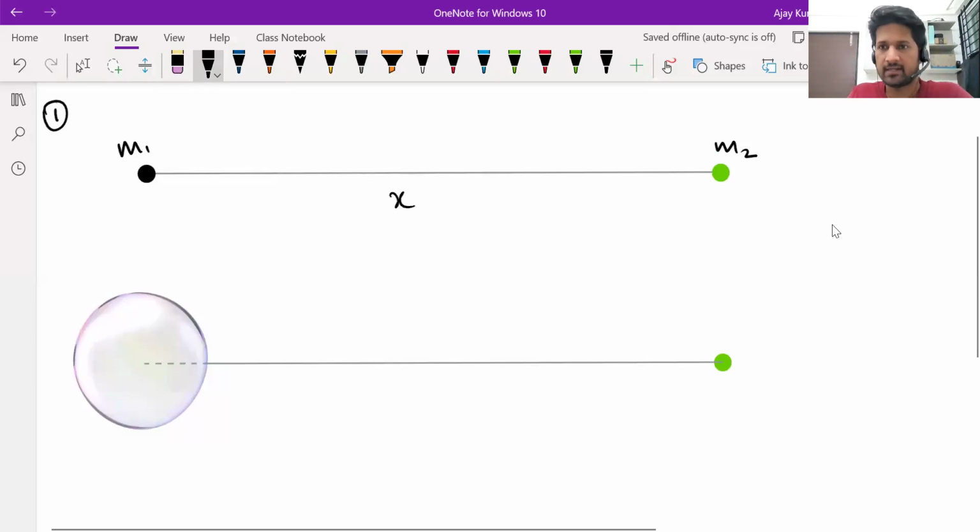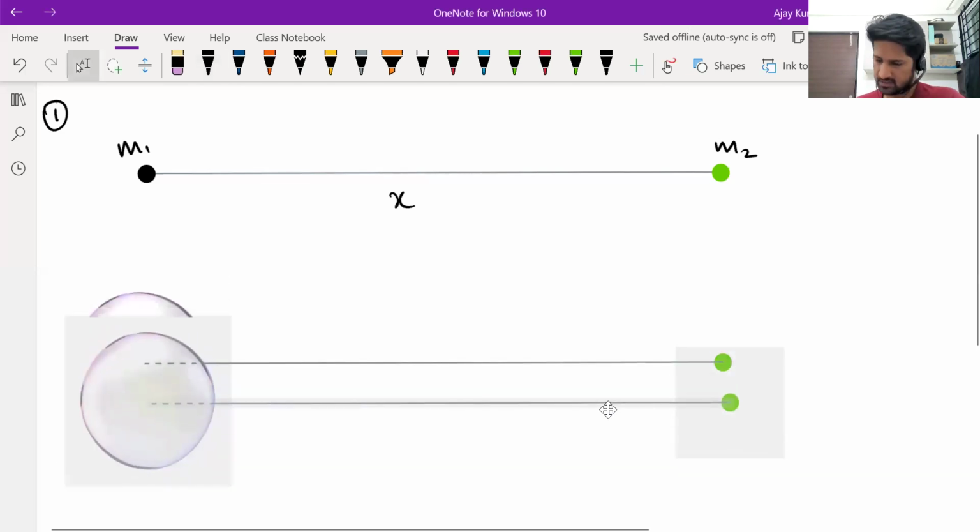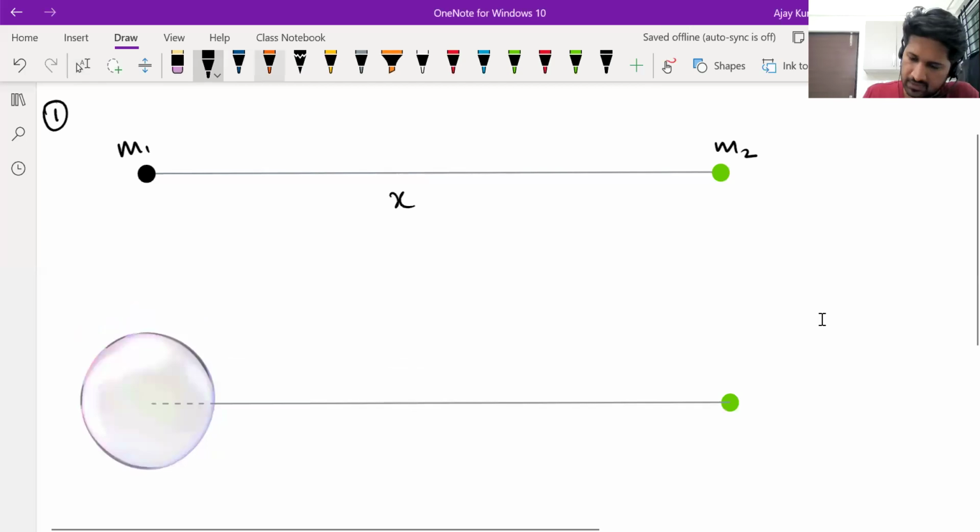2 point masses separated by a distance x. How much is the gravitational potential energy? Minus G m1 m2 by x. Correct. Minus G m1 m2 by x. Fine.